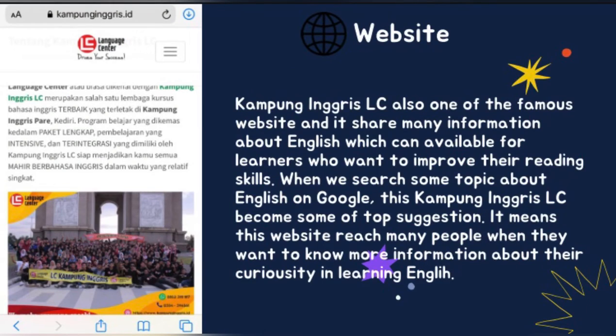And here we are in the last part of the internet platform of the Kampung Inggris, which is the website. So this is one also the famous website, and it shares many information about English which can available for learners who want to improve their reading skills actually. So when we search some topic about English in Google, like for example, how to pronounce the word, for example, or find some vocabulary. So this Kampung Inggris LC becomes some of the top suggestions if you realize about it.